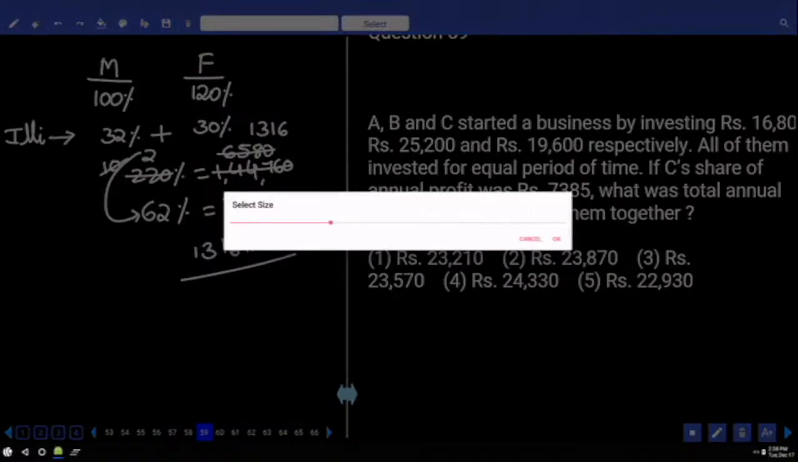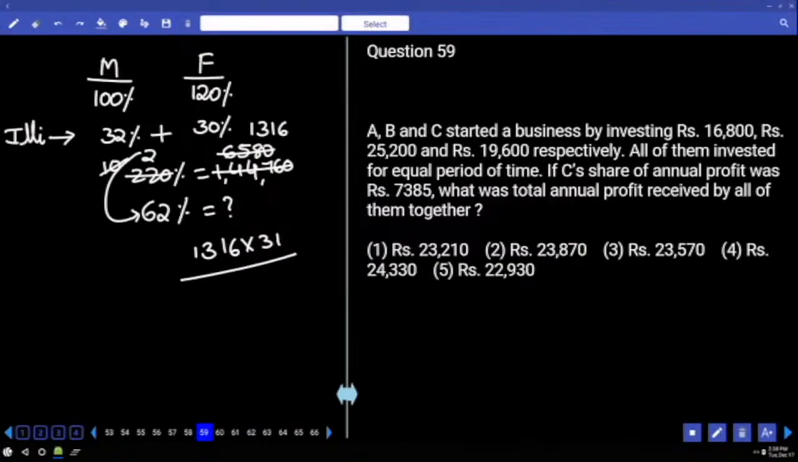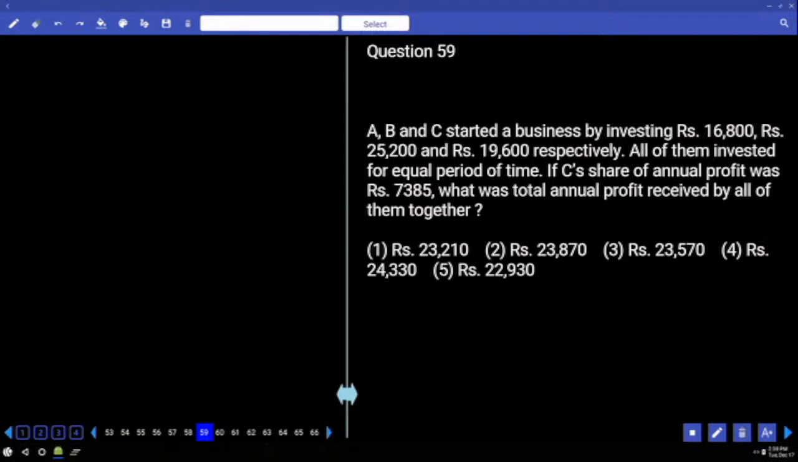Next. A, B and C started a business by investing 16,800, 25,200, 19,600 respectively. All of them invested for an equal period of time. C's share of annual profit was 7,385. What was the total annual profit?